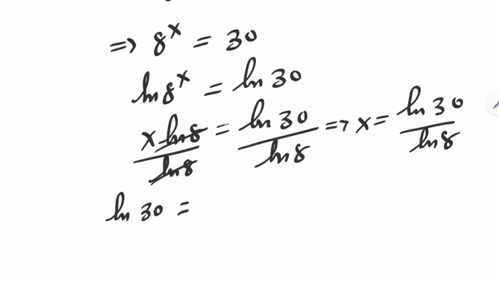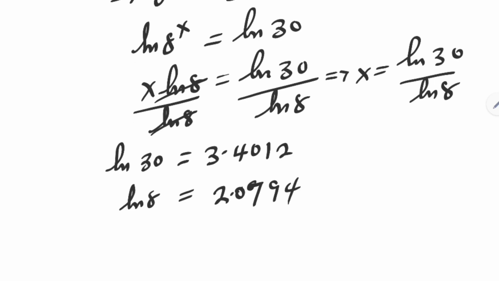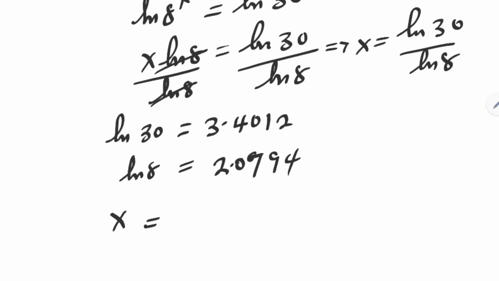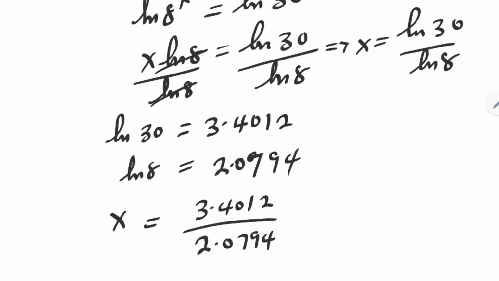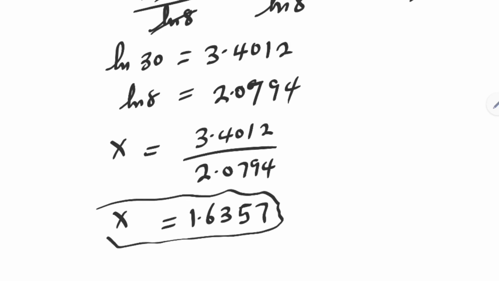Ln of 30 is equal to 3.4012. Then ln of 8 is equal to 2.0794. Then x is equal to 3.4012 over 2.0794. x is equal to 1.6357. You can see that with this, you can solve this in less than 30 seconds.